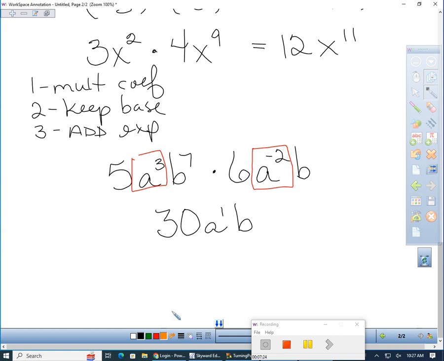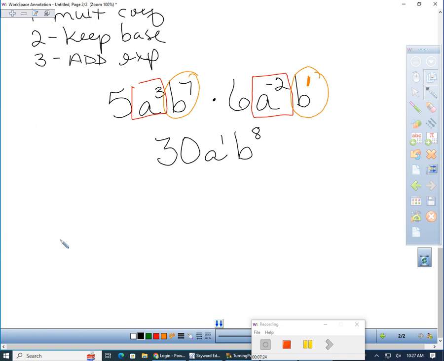So here I have b to the 7th, and I have b to the what? 1. Magical 1's always hanging out, right? So in this case, I'm going to have b to the what? 8. Very good. So even though I added another variable, we keep the base and add those exponents. All right, so one last one in this section, and we'll move on.